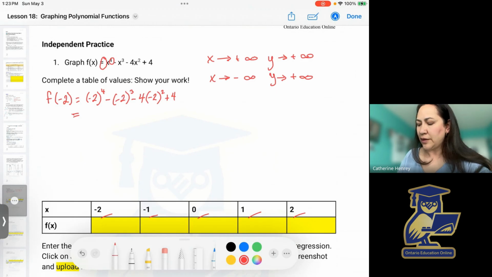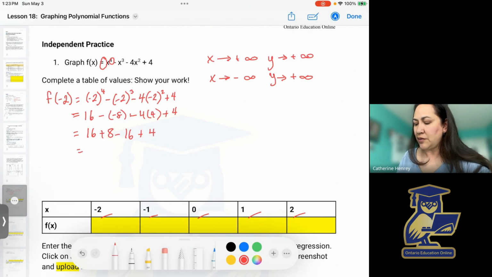Simplifying a little bit, we'll have 16 minus -8 minus 4 times 4 plus 4. And then we have 16 plus 8 minus a negative number, minus 16 plus 4. 16s cancel here. We have 8 plus 4, which is 12. And that's what goes in here.